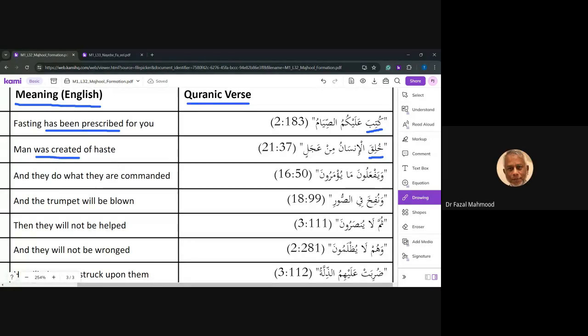You know the passive auxiliary verb there, Ustada. If you could highlight that, has been, was, only that, okay? Just that part, because that's the sign of passive meaning. Has been underlined, now was. This means that it is not an active form, it's a passive form. Fasting has been prescribed. Man was created. Who created is not here.